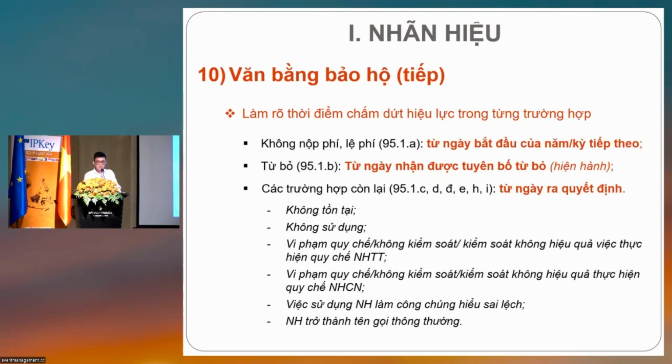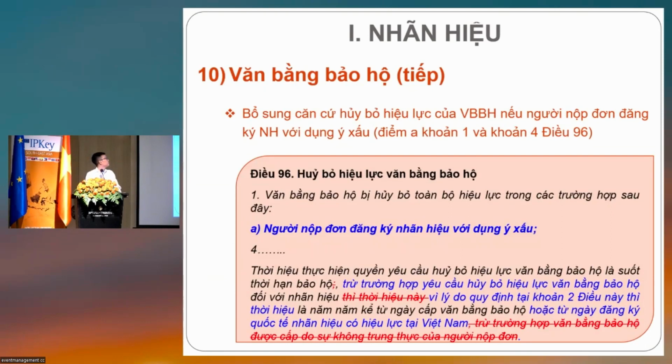Also, Article 95 clarifies the time to end the validity. For the applicants, in case they do not pay the fees, then the suspension is counted. In case they give up the trademarks, for the remaining cases, it includes the rights holder no longer existing, or not using it for 5 consecutive years. And another thing, as you can see on the screen, the period of ending that certificate is calculated as 5 days.